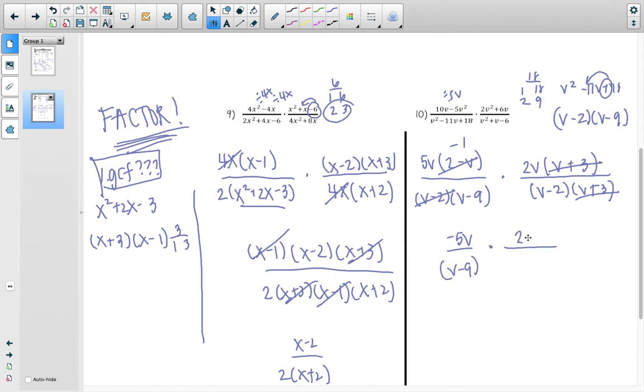And you have 2v here and v minus 2. Nothing can be canceled, so you're just going to put it together and multiply left to right. So you have negative 10v squared, and then I don't want you to FOIL that. So that would be your answer.